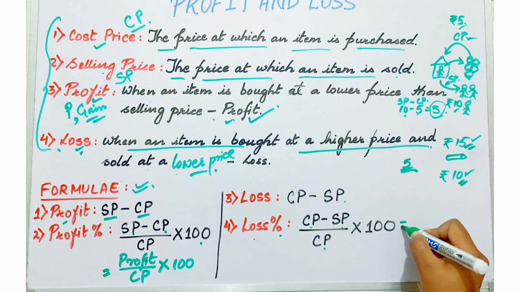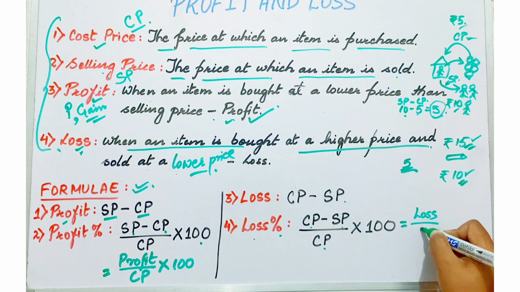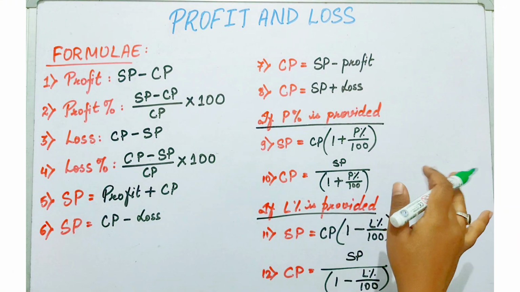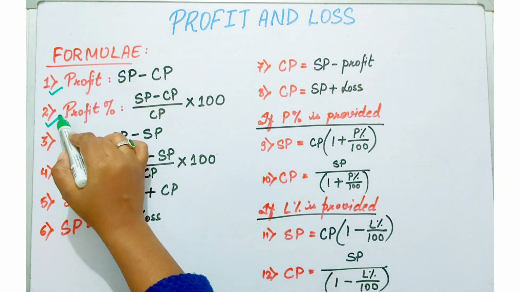So we can write it in the form loss divided by CP into 100. We have all the formulas over here. These are the 4 formulas that we did just now.